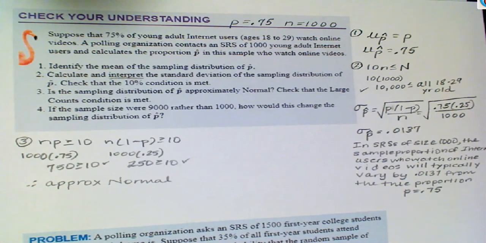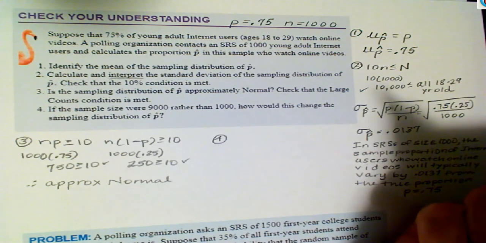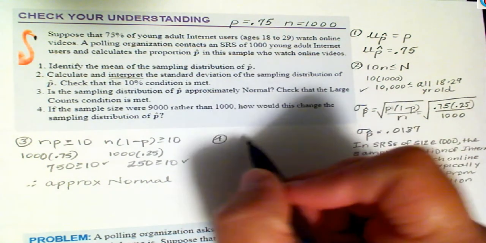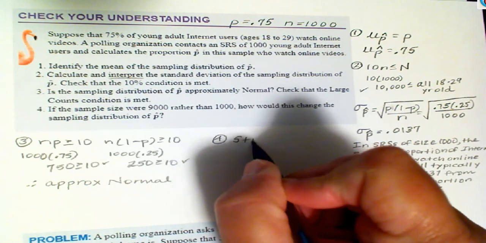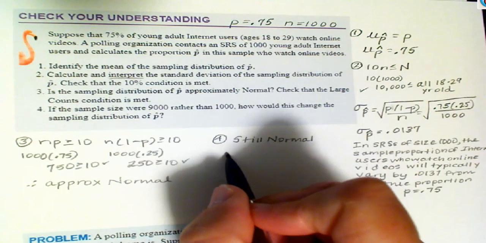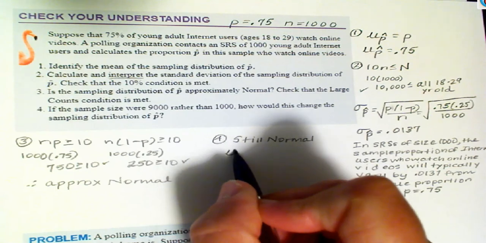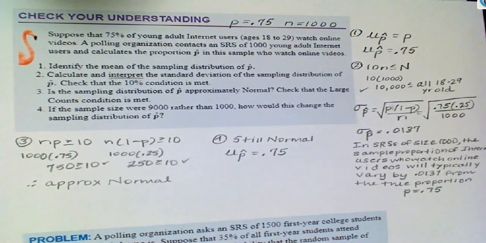Okay, number 4, if the sample size is 9,000 rather than 1,000, how would this change the sampling distribution of p hat? Okay, well, let's see. First of all, if you increase this to 9,000, you could go through and show, but this would still be normal. Still normal, so that would be the same. The mean would still be the same. What would change would be the standard deviation.